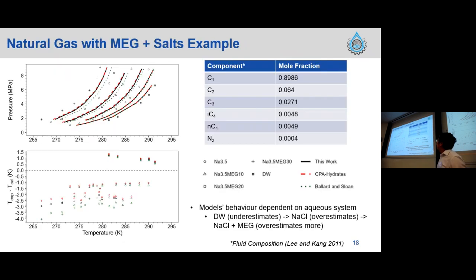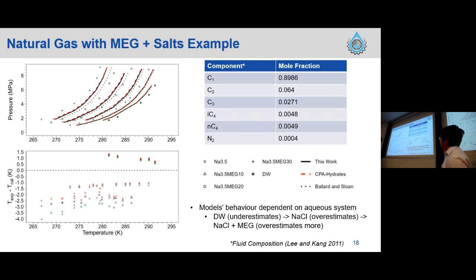So here we have a natural gas example with MEG salts, and what I want to highlight here is how the behavior of the models change as the aqueous system changes. So firstly, you have the composition with distilled water only. At this point, the models are going to be underpredicting the equilibrium temperature. So in reality, the hydrate curve is going to be more to the right than it is predicted.